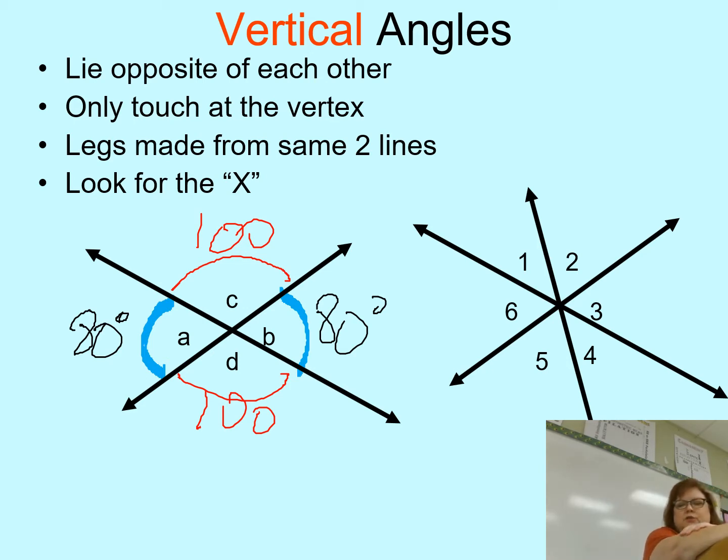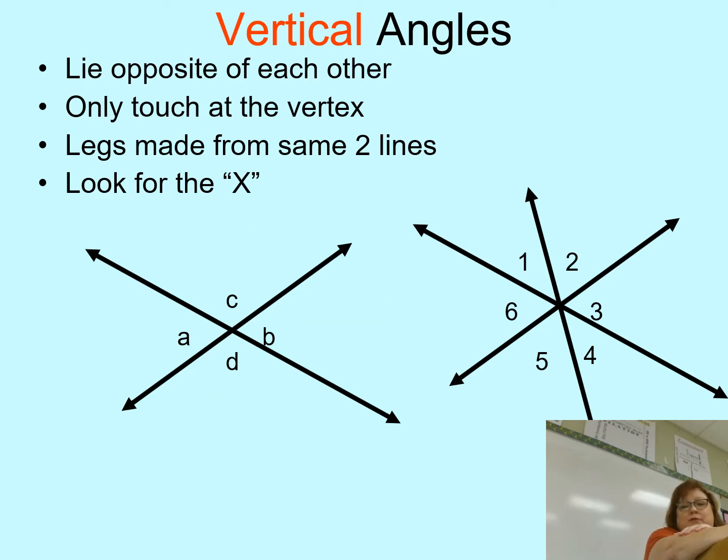So looking at this one, you do see that it still has an X. It has 3 lines, so it's making a fancy X, but they're making an X with these two, or it's making an X with these two. So there's different ways to look at it, but you still think opposite. Really, verticals should have been called opposite angles. So angle 1 is vertical to angle 4.